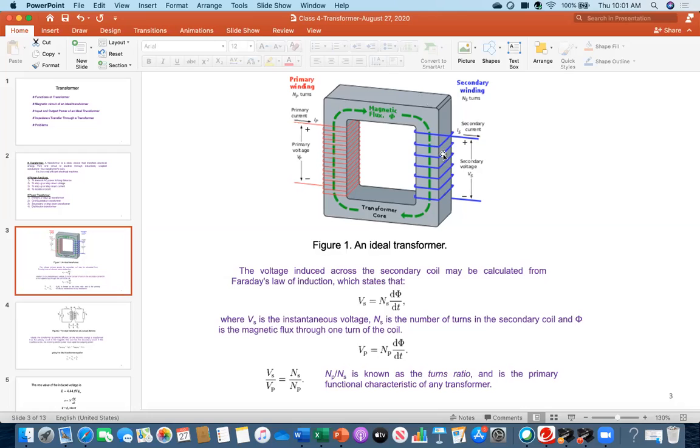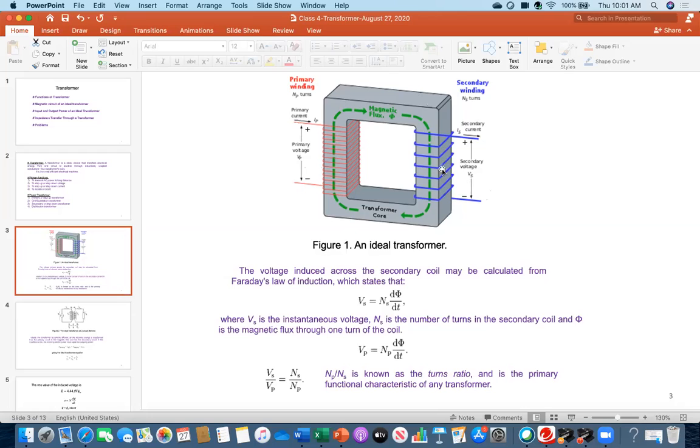This magnetic material may be saturated, may be overheated, may be damaged, and also these coils might be a little bit heated up and over time might be damaged. So that's why it is recommended not to apply DC on the transformer.